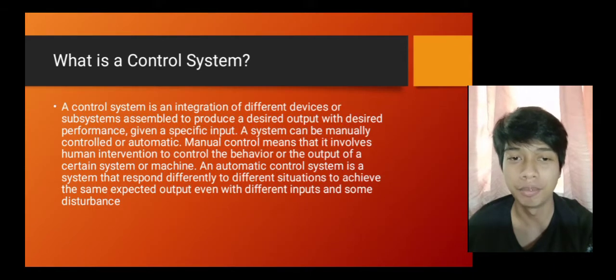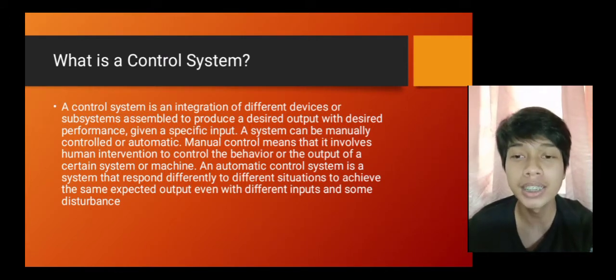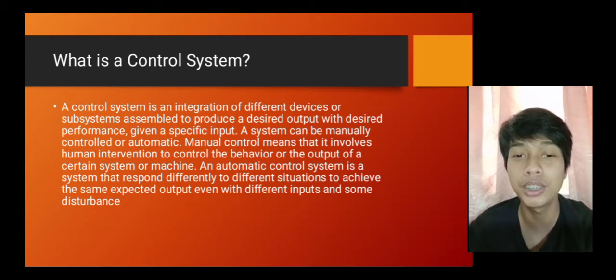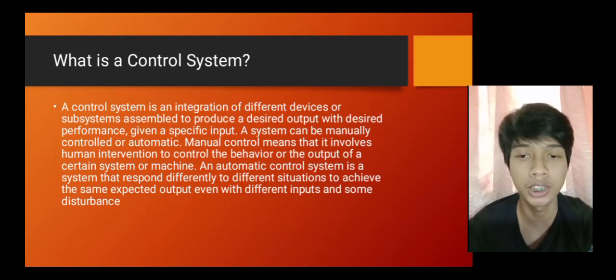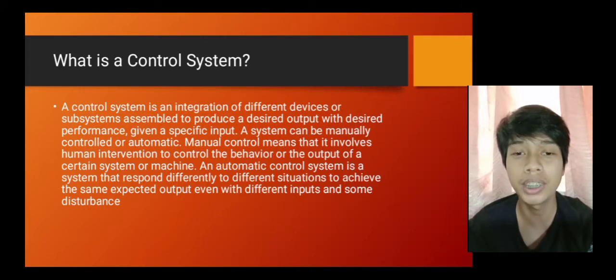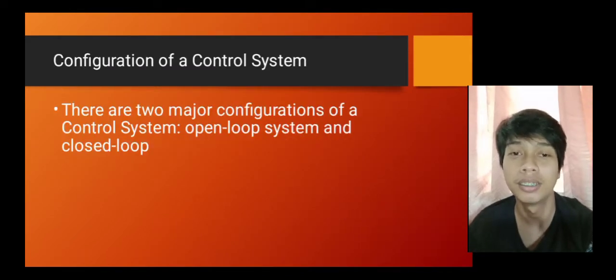What is a control system? A control system is an integration of different devices or subsystems assembled to produce a desired output with desired performance, given a specific input. A system can be manually controlled or automatic. Manual control means that it involves human intervention to control the behavior or the output of a certain system or machine. An automatic control system is a system that responds differently to different situations to achieve the same expected output even with different inputs and some disturbance.